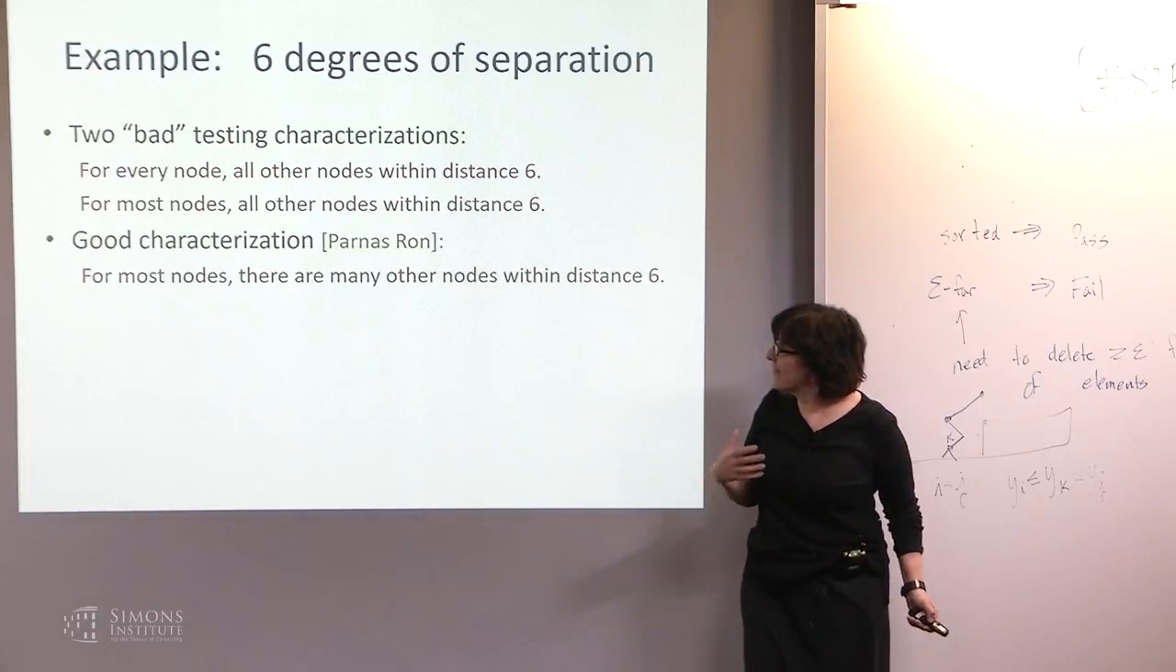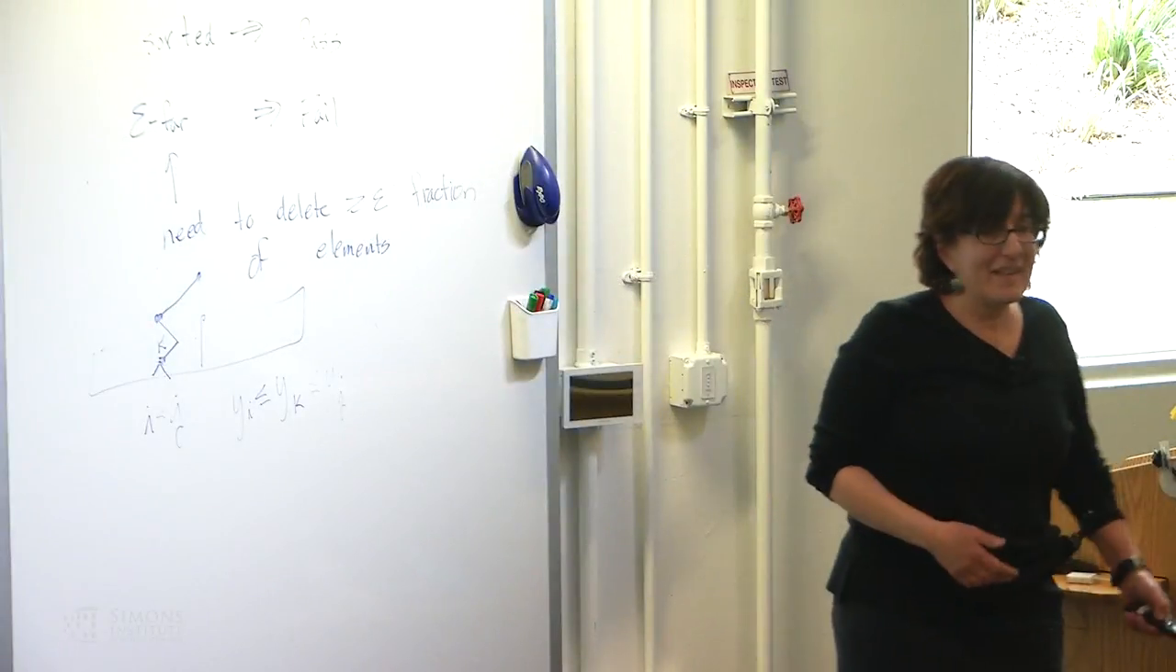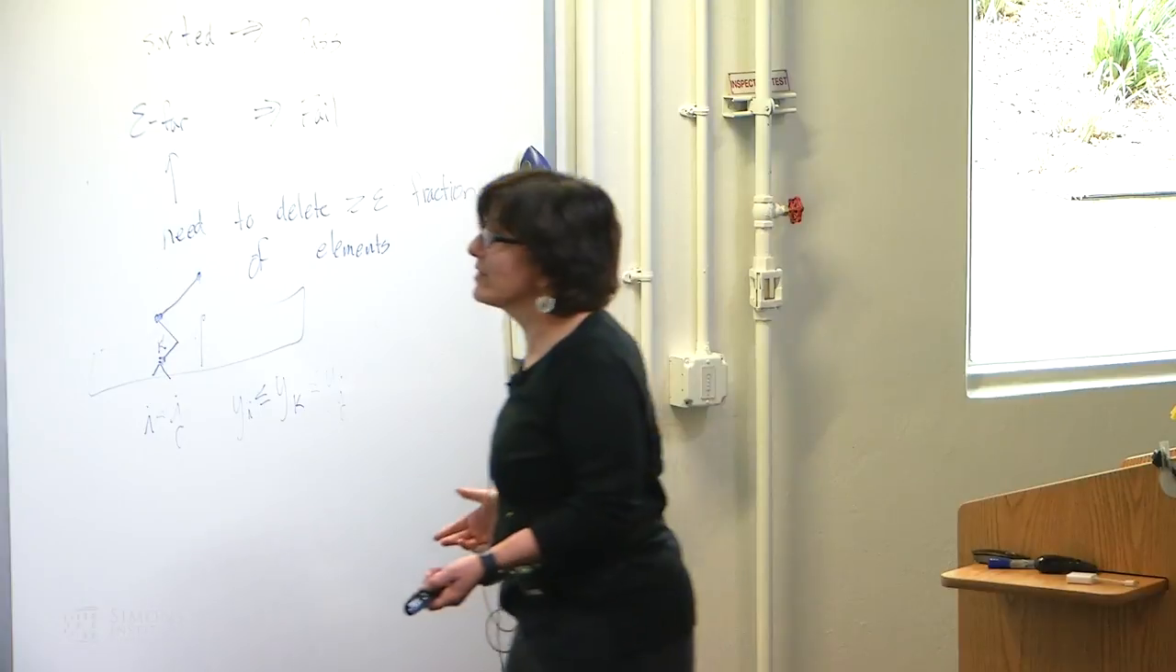But here's a good characterization. For most nodes, there are many other nodes within distance 6. And that turns out to be pretty good. Okay, for this definition of closeness.